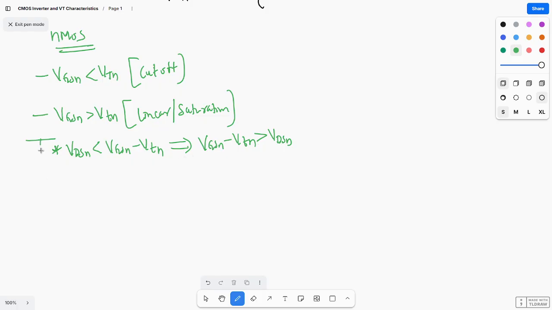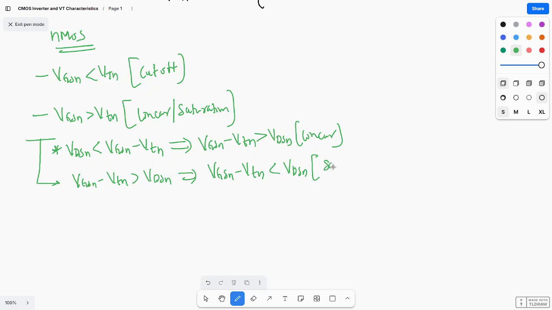And this is the linear region. And what is the nonlinear saturation region? VGSN minus VTN should be greater than VDSN is linear. So this I can write as VGSN minus VTN should be less than VDSN. This is the saturation region. This is for NMOS.